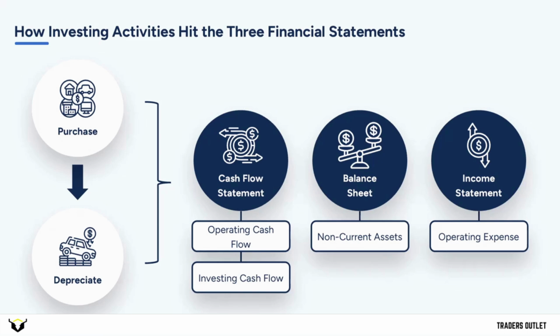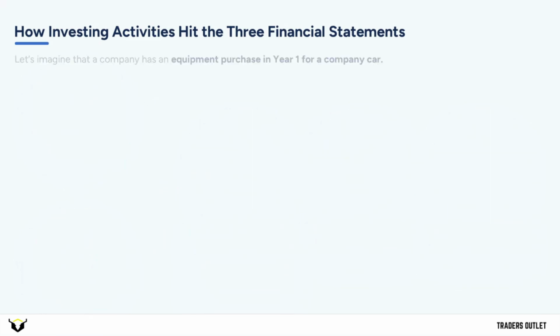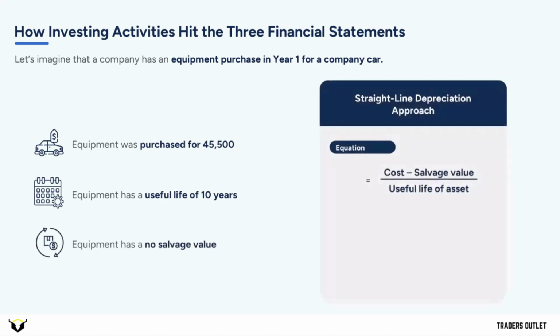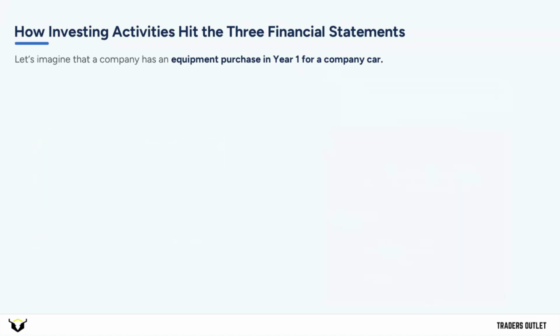Let's look at a tangible example of how this works in practice. Let's imagine that a company has an equipment purchase in year one, let's say a company car, and they're going to use straight line depreciation. First of all, we need to calculate the depreciation expense. We know the car was purchased for $45,500. We're going to assume a useful life of 10 years, and at the end of 10 years the car will have no salvage value. Using our straight line depreciation approach, we can calculate that the depreciation on this asset, the car, will be $4,550 a year. Let's see how all of this impacts each of the financial statements.